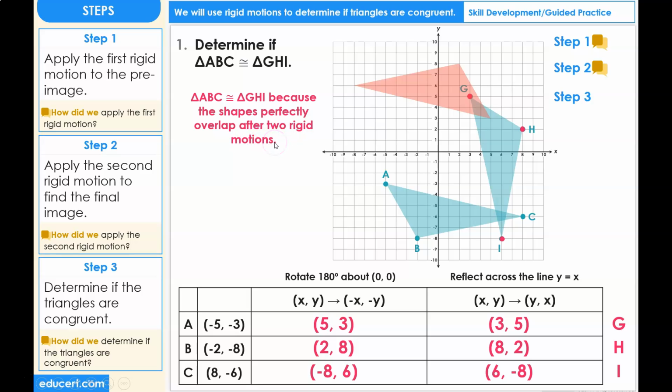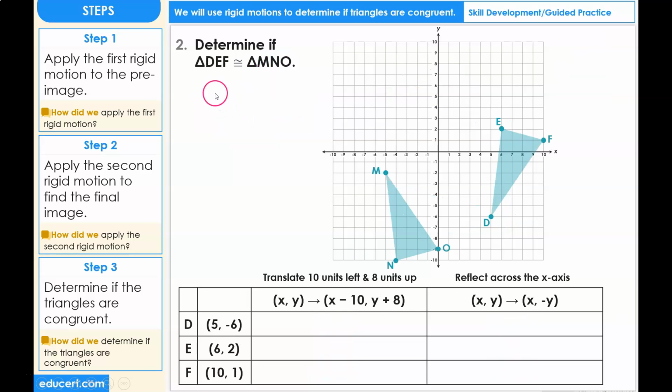rigid motions. How did we determine if the triangles are congruent? We determined that the triangles are congruent because after our 2 rigid motions, our final ordered pair vertices matched up perfectly with the triangle we were testing for congruence, which was triangle GHI. You are now ready to use rigid motions to determine if the triangles in problem number 2 are congruent.